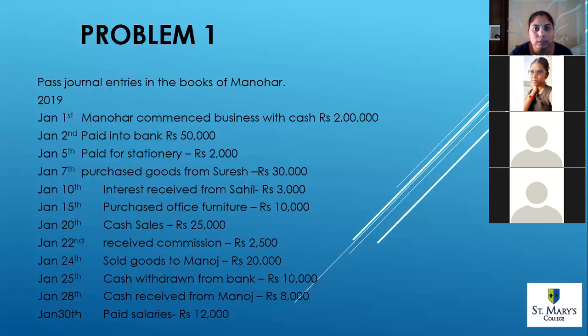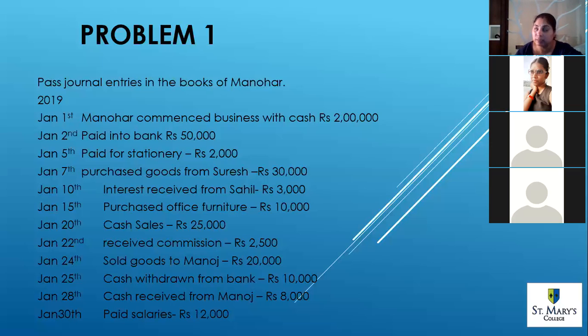The two accounts involved in this transaction are sales account and Manoj's account. Sales is an income, so sales will be credited. Manoj is a personal account and he is the receiver of goods, so receiver should be debited. So Manoj will be debited and sales will be credited. Write the journal entry, January 24th, Manoj account debtor to sales account, 20,000, being goods sold to Manoj. Write the narration, being goods sold to Manoj, and write the amount in both the amount columns.